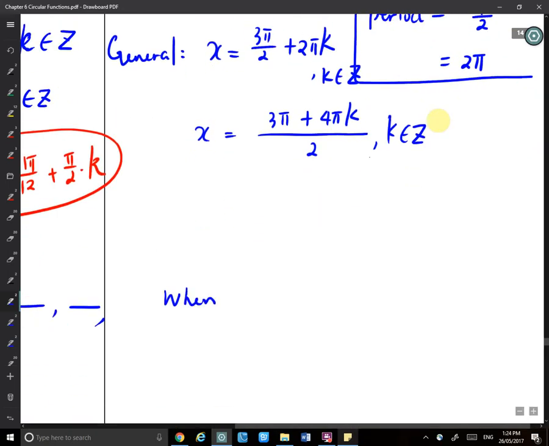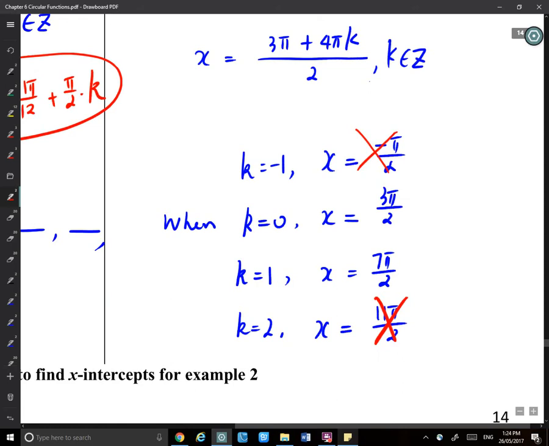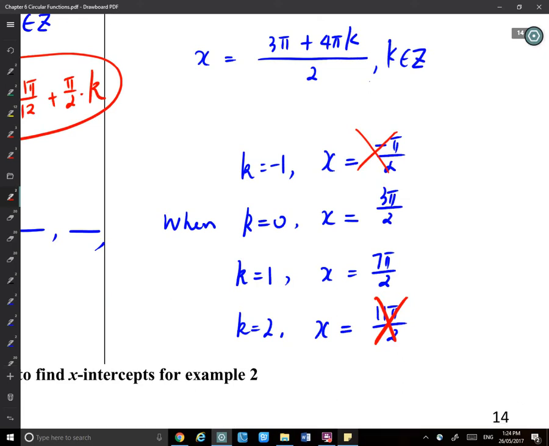Let's say when k equals 0, x will be 3 pi over 2. When k is 1, x will be 7 pi over 2. That's 3.5 pi, still within the domain. The next one is definitely outside the domain. So k equals 2 gives 11 pi over 2, that's 5.5 pi already. We don't have that. Go for the negative side, k equals negative 1, x equals negative pi over 2. Negative, no. So I only have 2 solutions, 3 pi over 2 and 7 pi over 2.